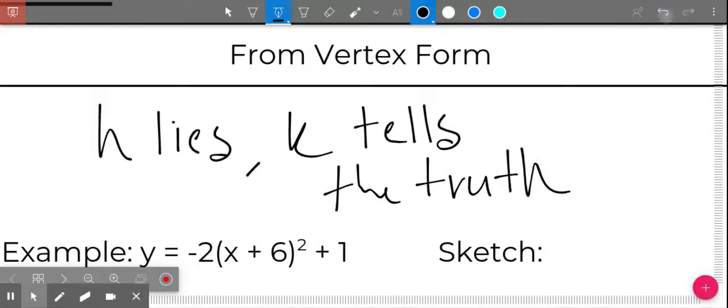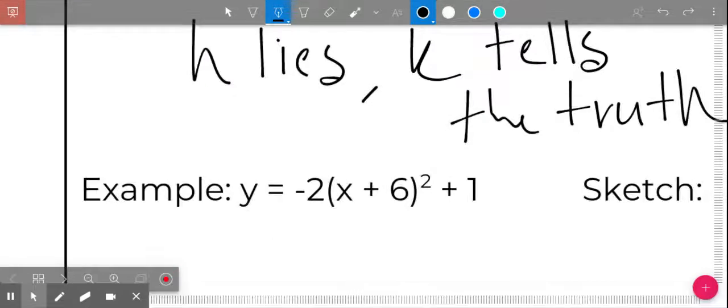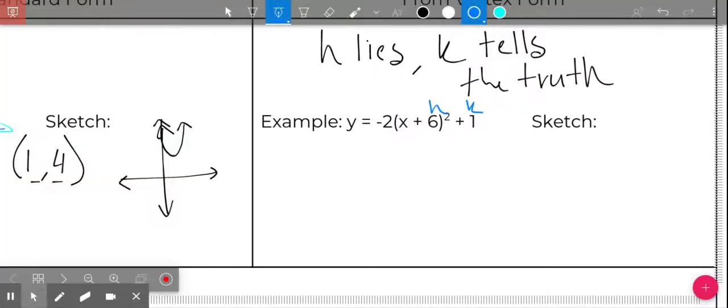Okay, so if I look at this, we've got vertex form up here. The number in the parentheses is H, and the letter on the outside is K. So if we label this, this is going to be my H and my K. Okay, so we're actually going to do this backwards. I want everybody to go to their calculator, type that in, and sketch your graph here.